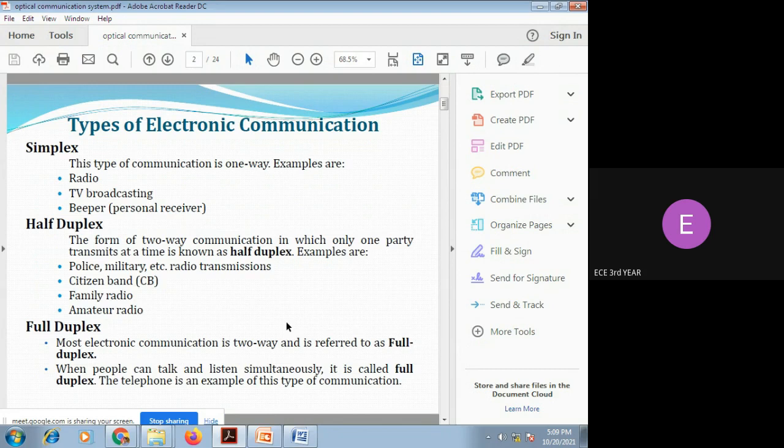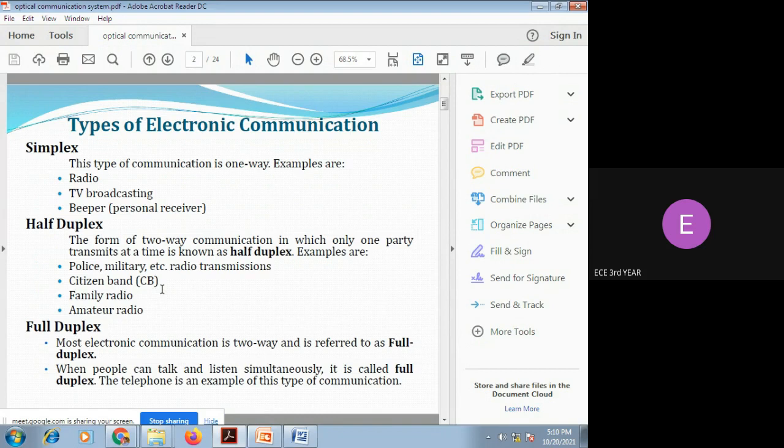Simplex communication is a one-way communication. Examples are radio systems and TV broadcasting systems. The second one is half duplex communication. It is a two-way communication, where either one side transmits the signal and the other side receives it. It is called a half duplex system. Examples are police walkie-talkie communication and family radio.